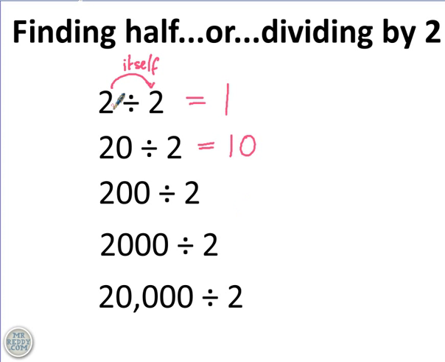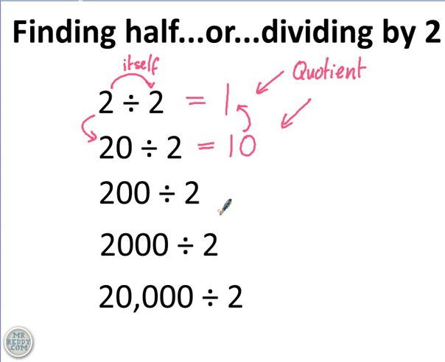Can you see a link between 2 divided by 2 and 20 divided by 2? And then can you see a link with the quotients? Remember that quotient is the answer that you get from a division problem. Can you see a link between 1 and 10 and a link between 2 and 20? What do you notice? Hopefully you notice that 20 is 10 times bigger than 2. And that's why when we've divided by the same number we get an answer that's 10 times bigger.